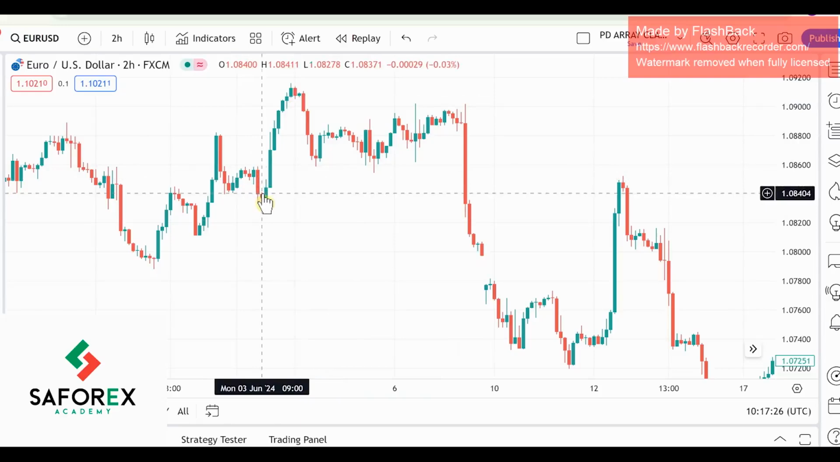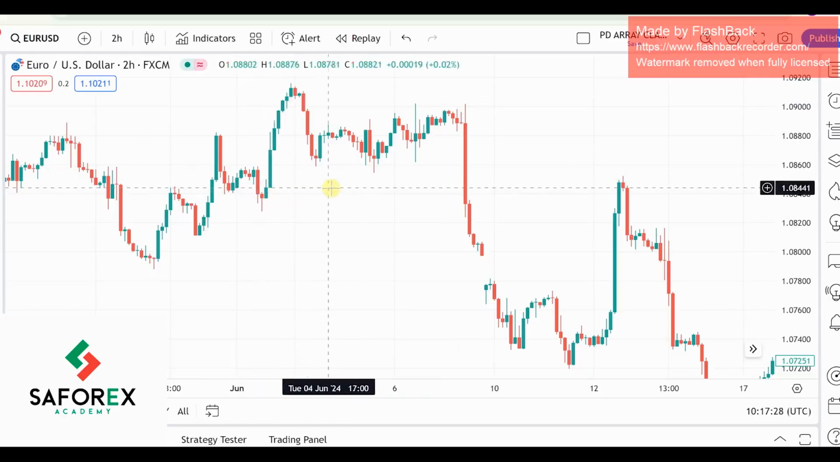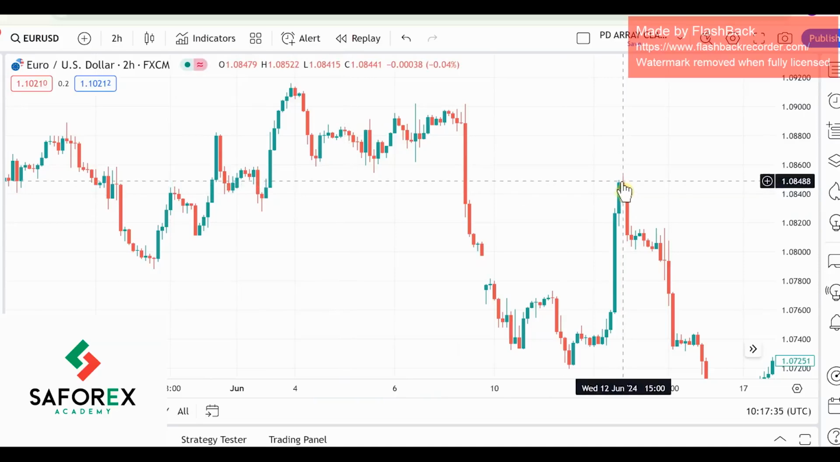So for somebody who is trading USD at this period, it's not even still far away. This is 12th of June, right? So a person in June will have taken a shot from this end, right?